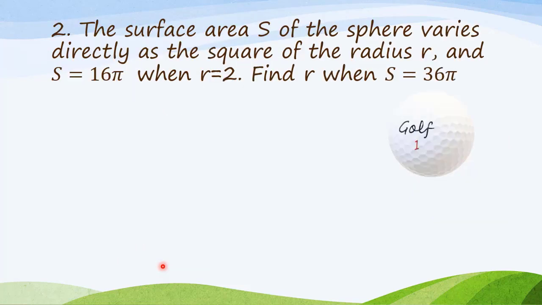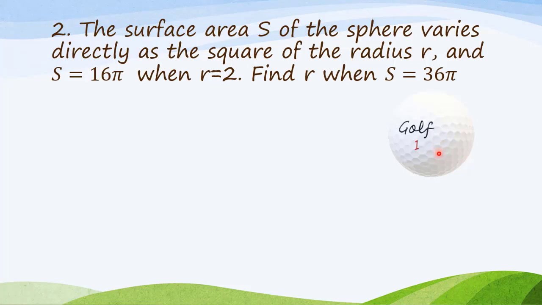The surface area S of a sphere varies directly as the square of the radius R, and the surface area is equal to 16 pi when radius is equal to 2. We have to find the radius when surface area is equal to 36 pi. So what is a sphere? The common balls we hold in our hand, the golf ball, the tennis ball, the volleyball, etc. and all such objects are spheres.